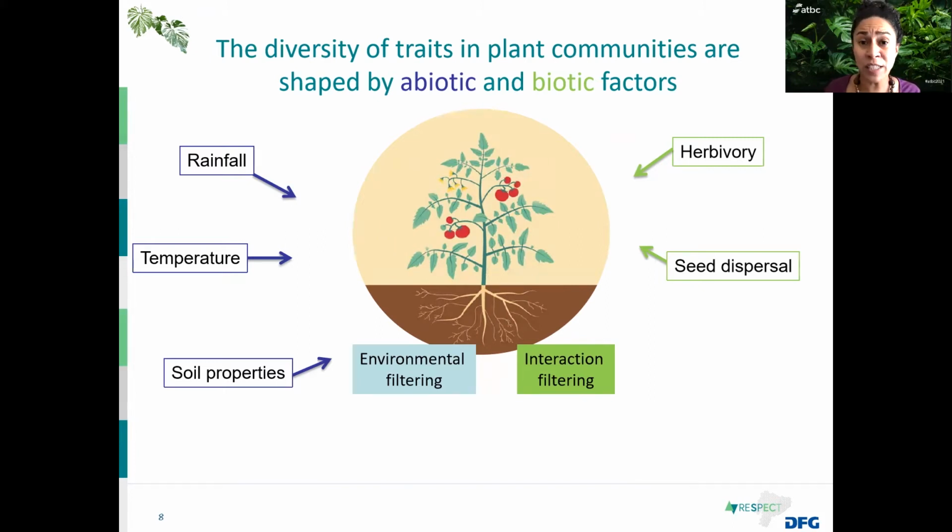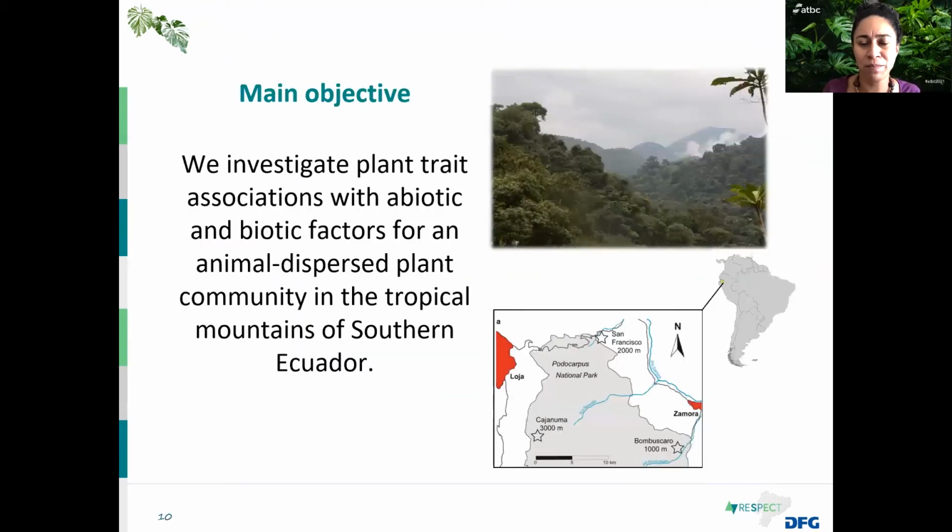After searching for general patterns of plant functional diversity, we can ask about the factors that shape the diversity of traits in plant communities. And I can give you a quick answer: they are both abiotic and biotic factors through processes known as environmental filtering and interaction filtering, respectively. At large spatial scales, these interactions have been widely tested, but at smaller scales where local factors seem to have a key role, we have less knowledge.